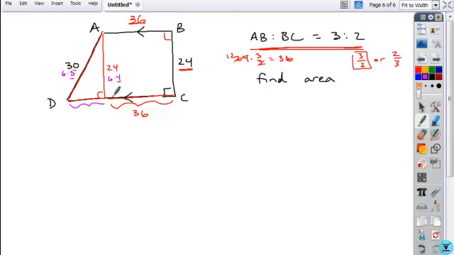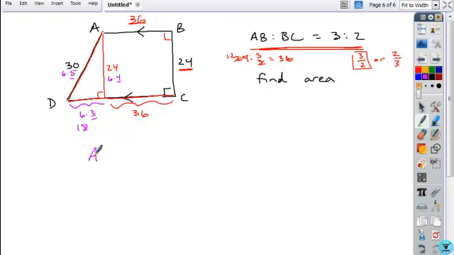So what do you know about this triangle? It's a common triple. It's a 3, 4, 5. So here's our common triple with a multiplier of 6. So this length is going to be 18. And so now you have one of two options. You can either find the area in terms of the trapezoid, or you can find the area in terms of this rectangle plus this triangle.